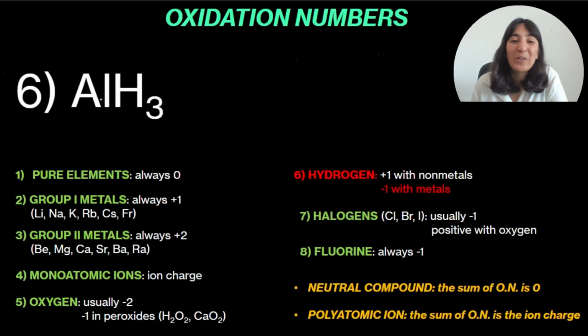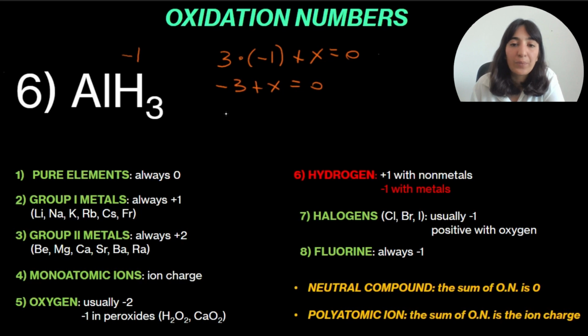AlH3. Aluminum is a metal, and the oxidation number of hydrogen with metals is -1. So now we can find the oxidation number for aluminum. We have 3 hydrogen atoms, so 3 times -1, which is the oxidation number of hydrogen, plus x, which is the oxidation number of aluminum, equals 0, because AlH3 is a neutral compound. We solve for x, 3 times -1 is -3, plus x equals 0. We have that x equals +3, and this is the oxidation number for aluminum, okay?